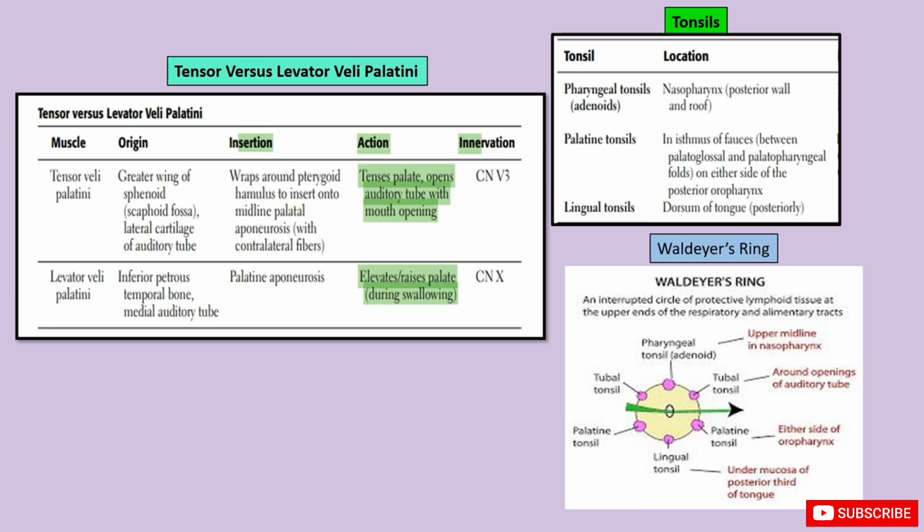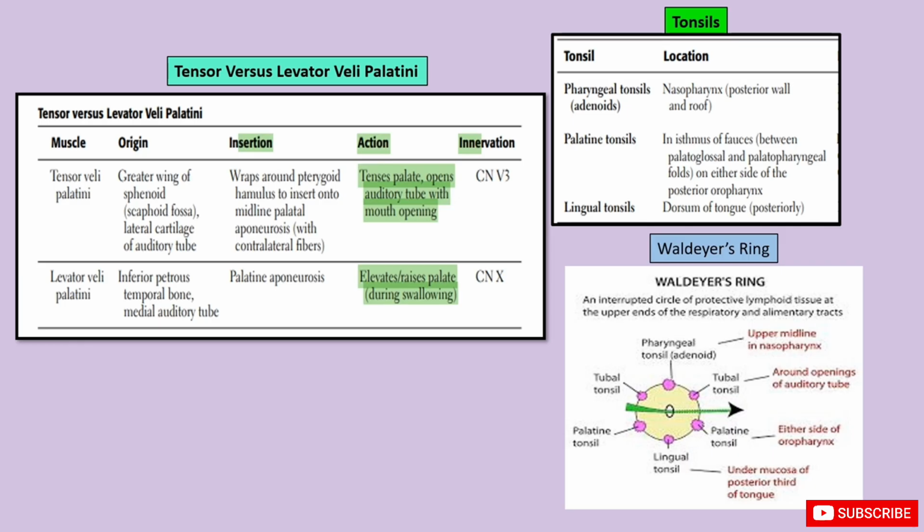Now the next one we have are the tonsils. We can see there are different types of tonsils here, like the pharyngeal tonsil, palatine tonsil, and the lingual tonsil. We are also seeing the locations: the pharyngeal tonsils are in the nasopharynx, the adenoid; the palatine tonsil is between the isthmus of palatoglossus and palatopharyngeus; and the lingual tonsil is on the dorsum of the tongue posteriorly.